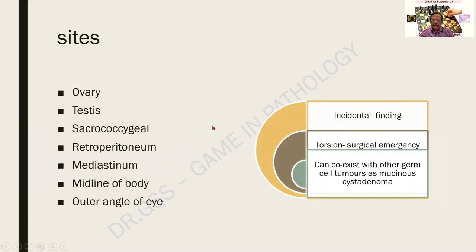It is not an emergency, but rather an incidental finding. However, in some conditions like torsion of the testis or ovary, it presents as a surgical emergency. And it can also coexist with other germ cell tumors such as the mucinous adenoma. Please remember this.